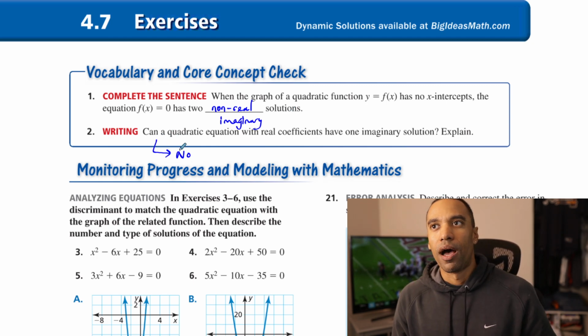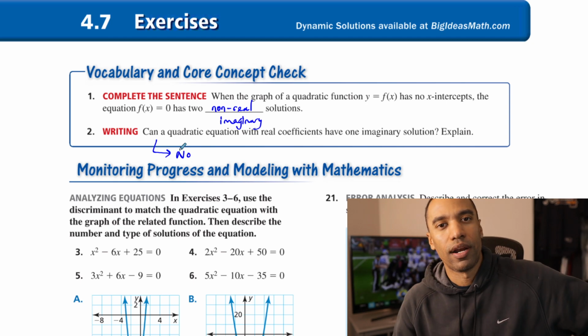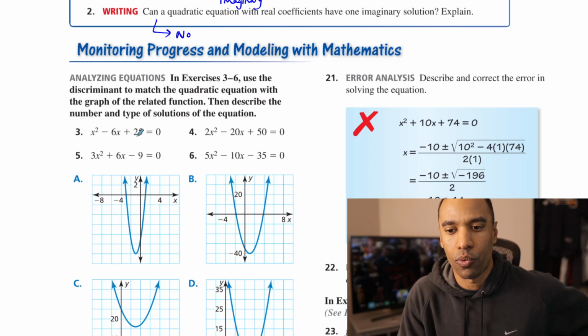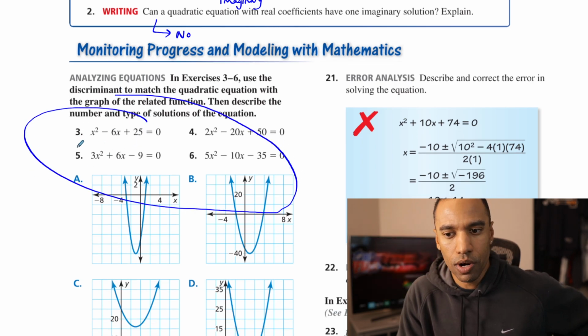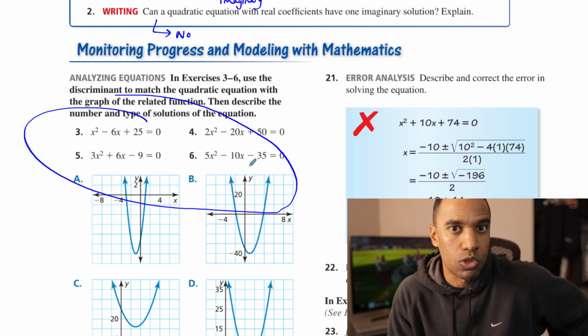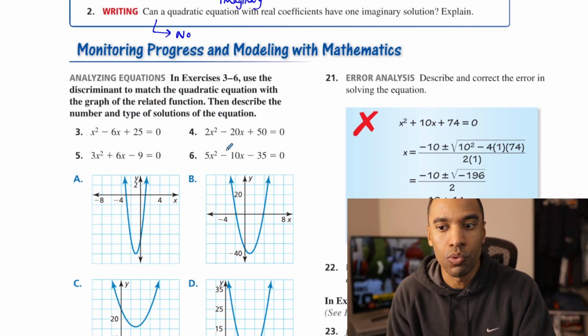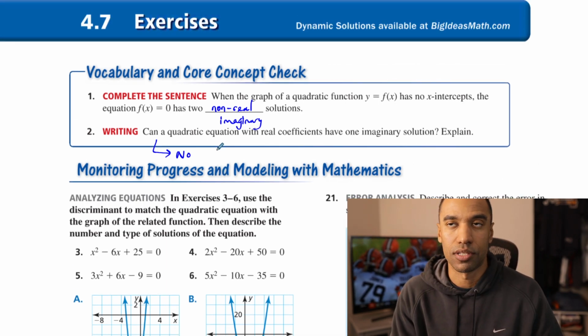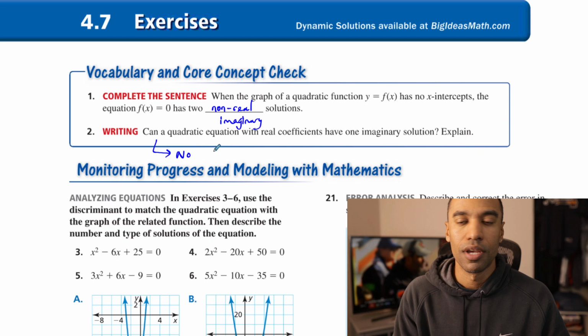The answer is no. If I only have one imaginary solution, notice they talk about real coefficients. Look at all these equations right here that we're talking about. These are all real coefficients. You don't see any i here. You can even see square roots, but you don't see i in any of these, and you won't. They just won't deliver you problems where the initial coefficients and constants have imaginary parts.